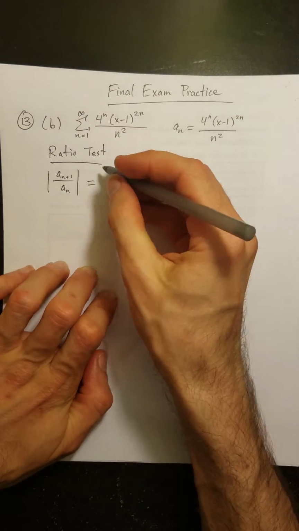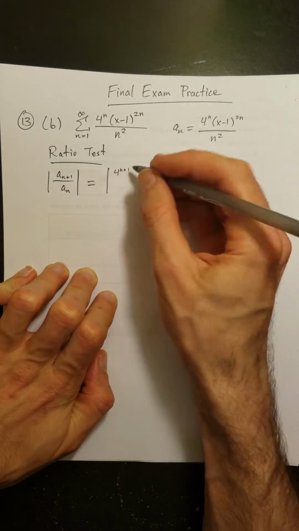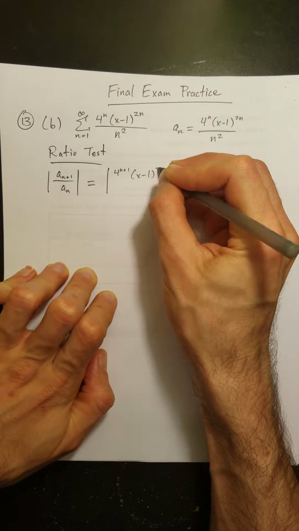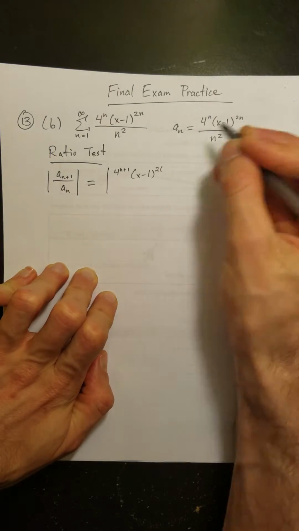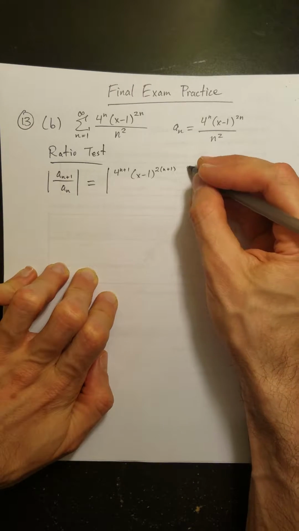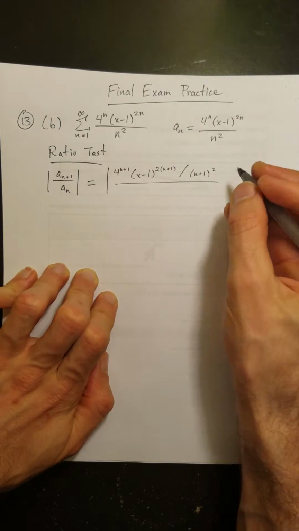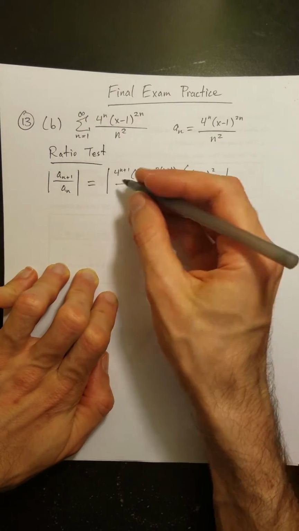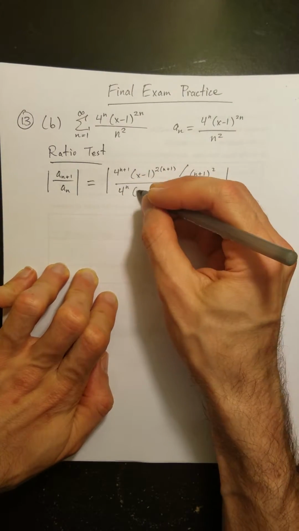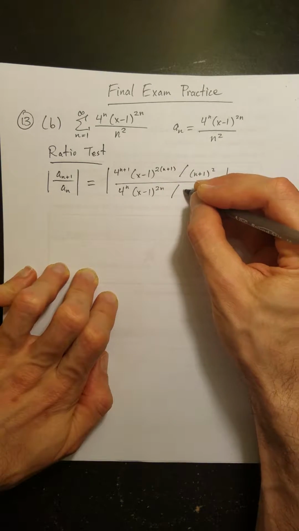And so in this case, we're going to write out a sub n plus 1. This is 4 to the power n plus 1 times x minus 1 to the power 2. So we're replacing n with n plus 1. So this would be 2 times the quantity n plus 1. And then divided by, again, n plus 1 quantity squared. Okay. And then divided by the nth term. So 4 to the power n, x minus 1 to the 2n divided by n squared.